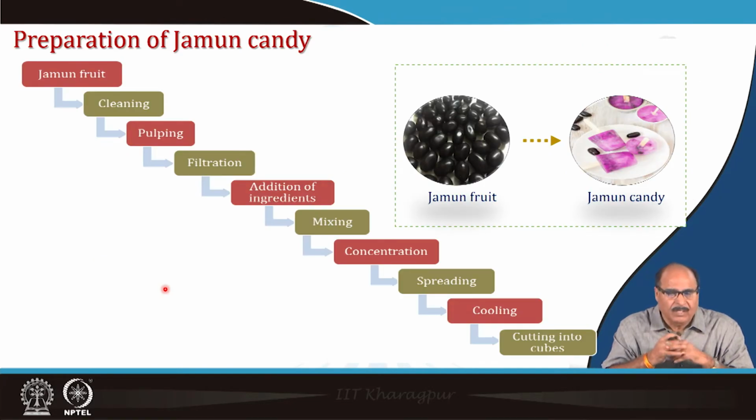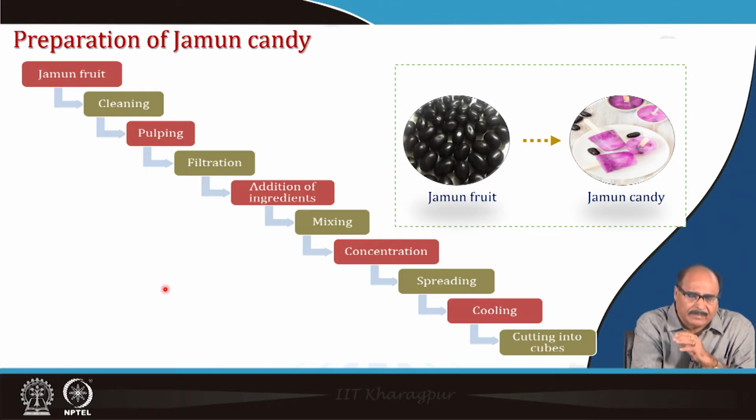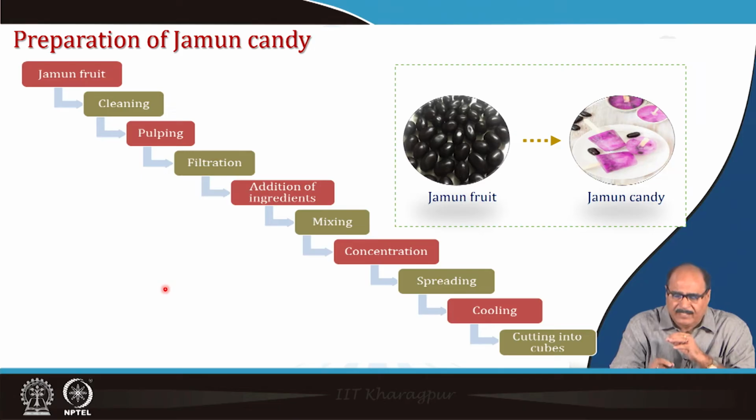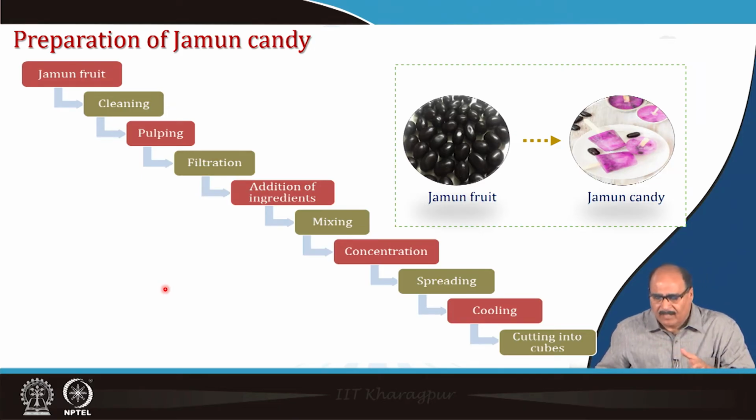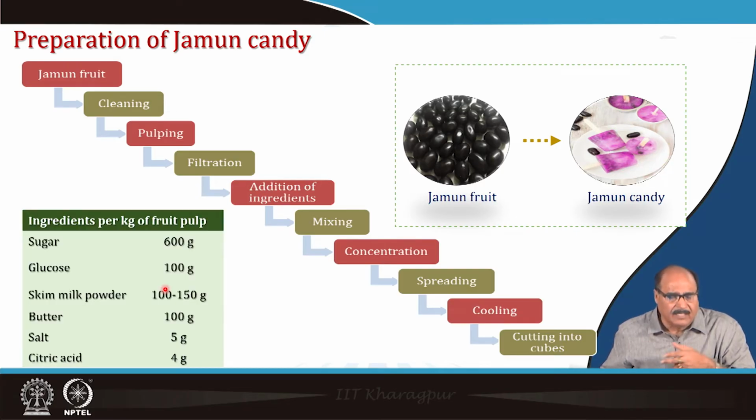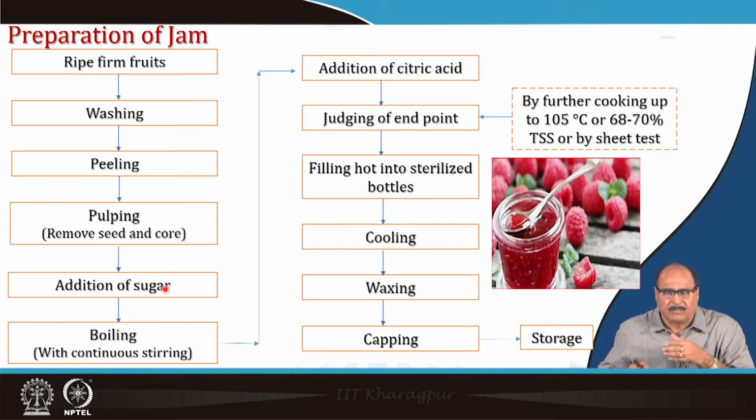This is a flow diagram for preparation of jamun candy: take jamun fruit, cleaning, pulping, filtration, addition of ingredients, mixing, concentration, spreading, cooling and cutting into different cubes. For drying and spreading, the various methods we discussed earlier can be used. These are the ingredients recommended per kg of fruit pulp. These are all taken from the literature.